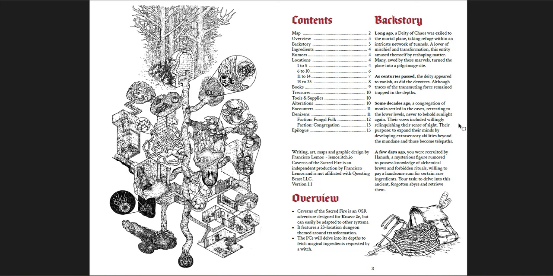It's really cool. There's a deity of chaos who's exiled to the mortal realm, took refuge in an intricate network of tunnels, and over time, that became this sort of pilgrimage site, and then monks settled in there, and they don't come up to the surface. It's this weird chaos cult with weird ingredients down at the bottom. And so you're just basically going down this shaft into the earth. Yeah, with fungal folk and the congregation, which is the cult of the monks down here, who are monks of change and chaos and have mutated over time.